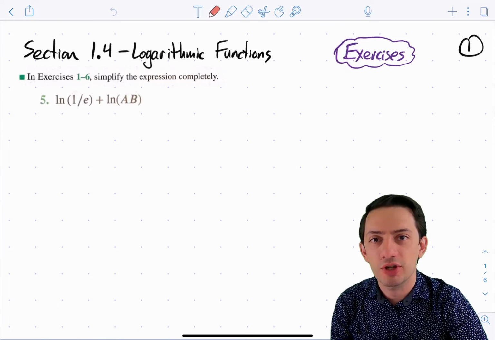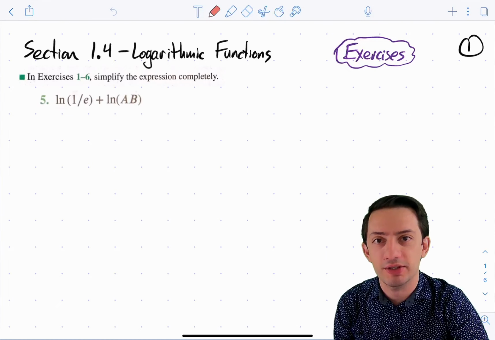Okay, let's jump right into some exercises about logarithmic functions. This first one is number 5 in the textbook, and it asks us to simplify the expression completely. Now, let me start out by saying that it's not always obvious when one expression is simpler than another. Sometimes it's a little bit subjective. But what they mean in this case is this quantity here, we'll see, can definitely be simplified. And this quantity here, we can split apart using one of our log rules.